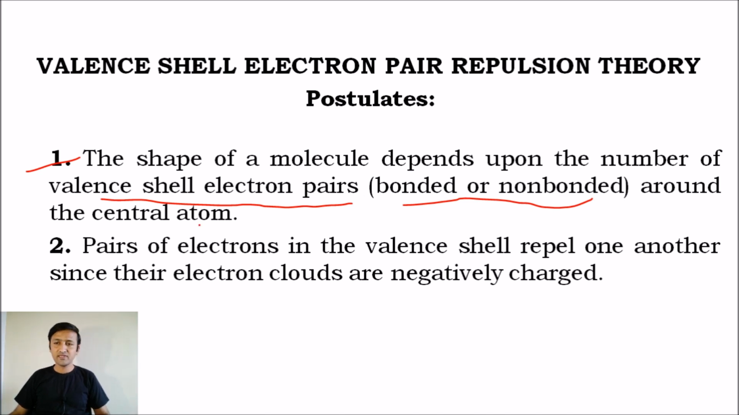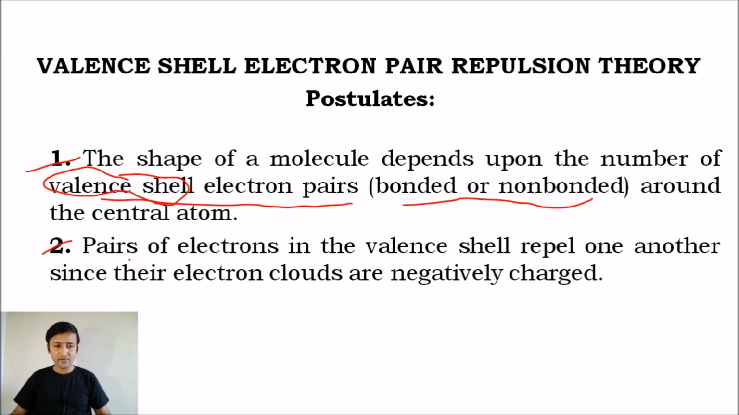Okay, the first postulate says if we take any molecule, the shape of that molecule depends upon how many electron pairs are present in the valence shell, and electron pairs means it can be a bonded or non-bonded electron pair. So the shape of a molecule depends on the electron pairs present in the valence shell. That's the first postulate. Let us go for the second one now.